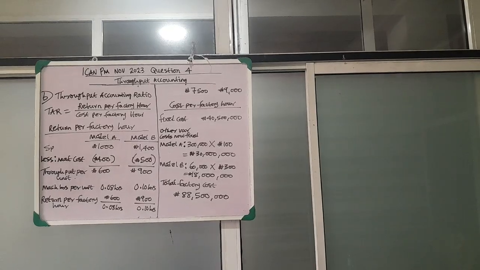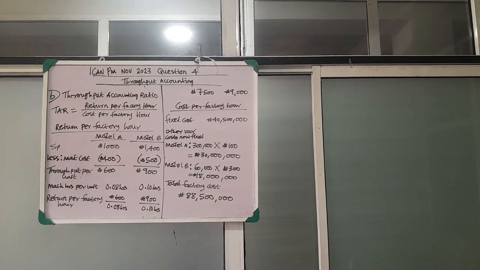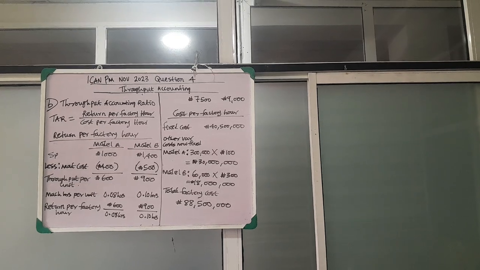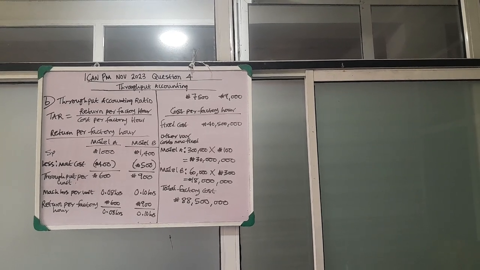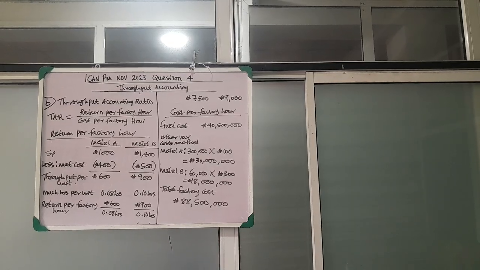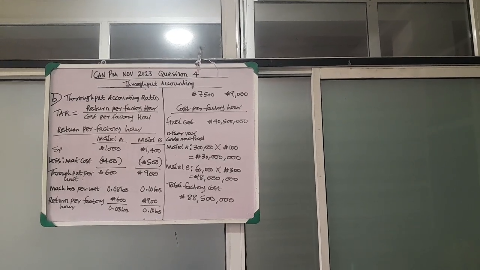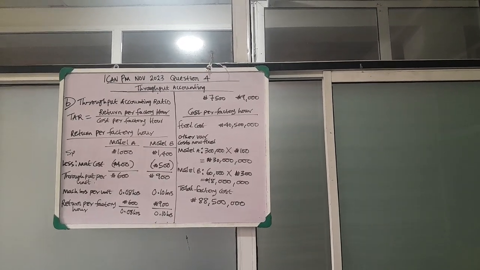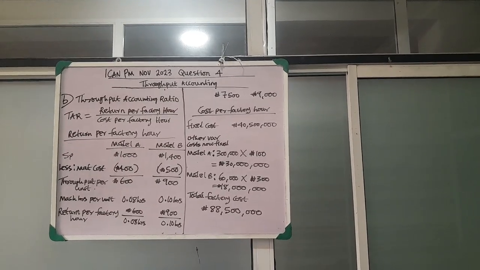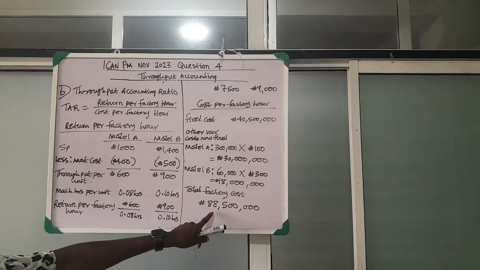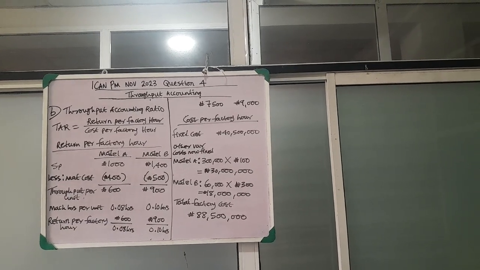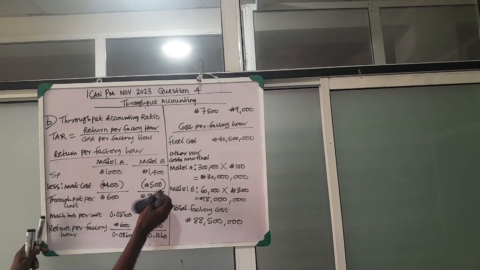But what I need is my cost per factory hour. How many hours did they say is available? They say 30,000 hours is what is available according to the equation. We check in the last information before the requirement. They say availability of machine hours is limited to 30,000 hours. So I will divide this by 30,000 hours to get the cost per factory hour.